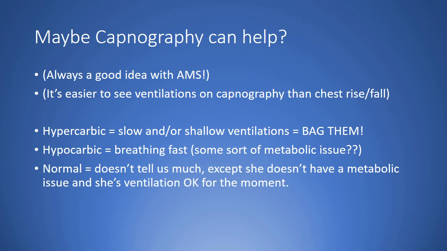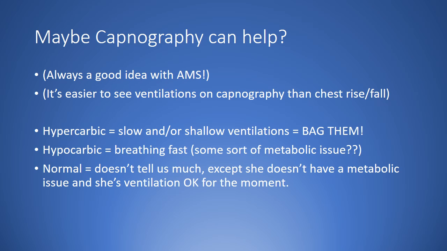Well, go back to AEIOU tips, it could tell us some things about are they CNS depressed? Hypercarbic would mean they need to be ventilated. High carbon dioxide, big boxes, means they're not breathing adequately, bag them. Or CPAP if they tolerate it.